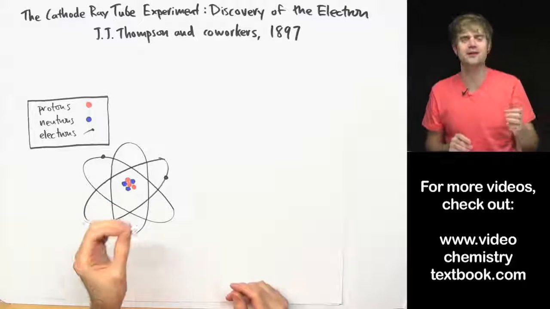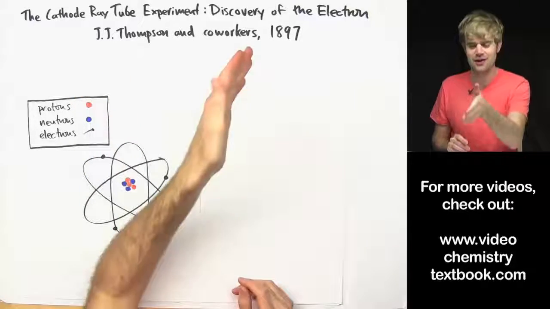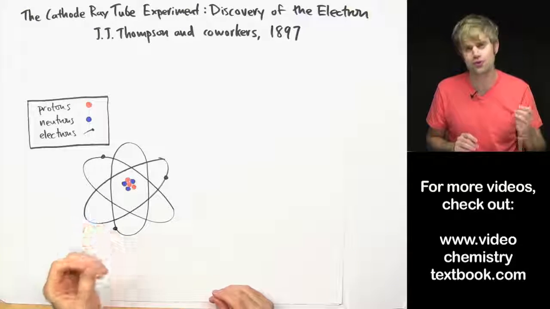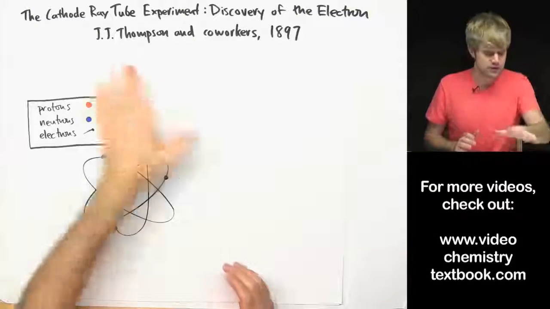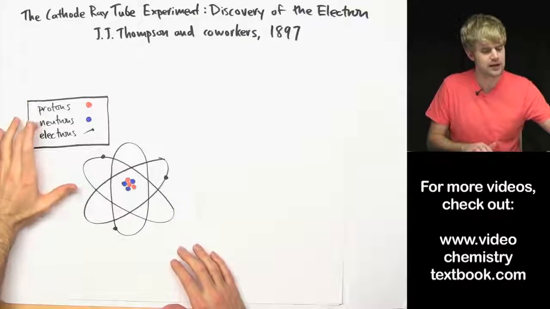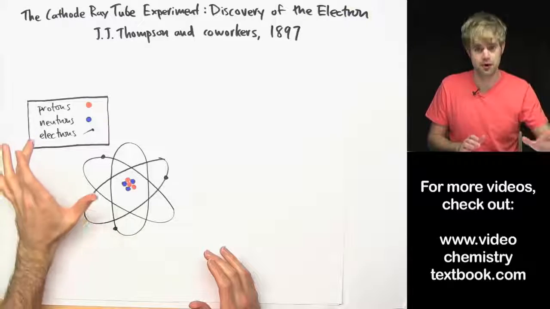In this video, we're going to talk about how J.J. Thomson discovered the electron in 1897 using the cathode ray tube experiment. So these days, we think about atoms kind of like this. They're made up of a variety of smaller subatomic particles.